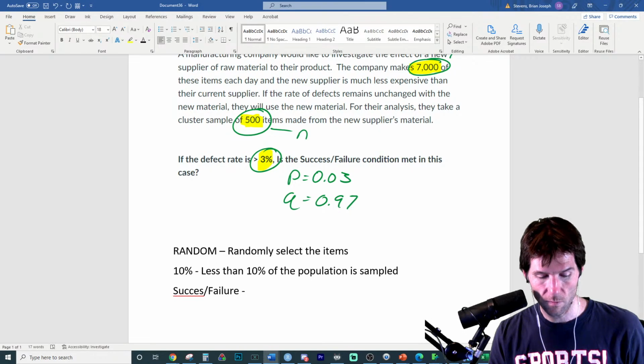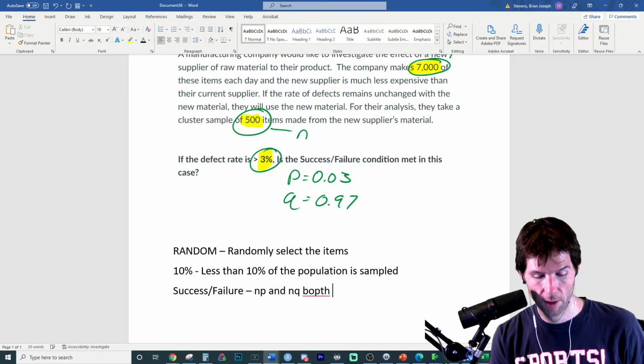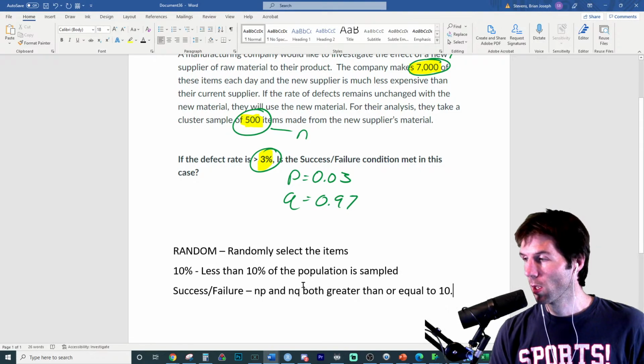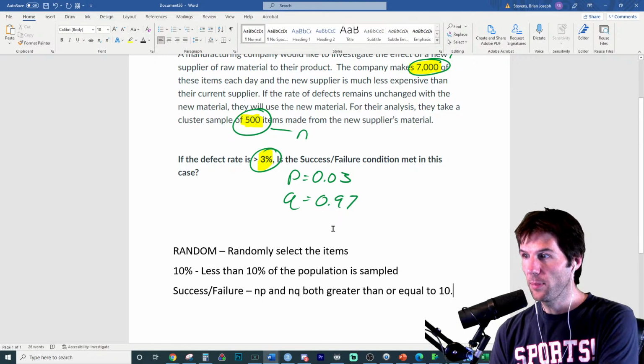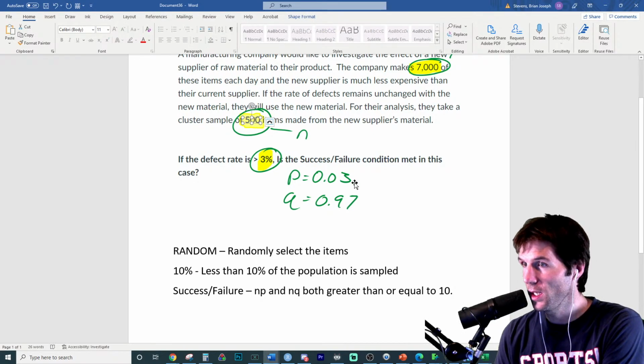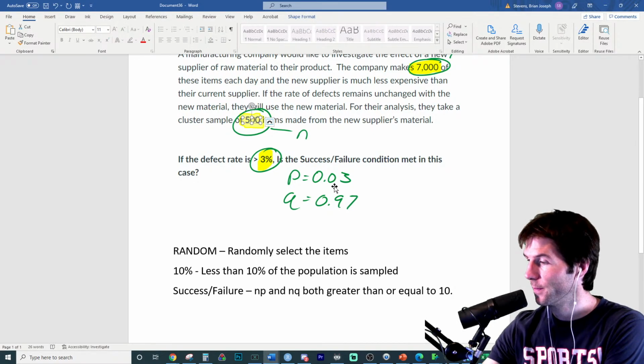Success/failure says NP and NQ both greater than or equal to 10. So what is NP right here? Just take a moment. We have N already marked. What is P? So what is NP? Take a moment, solve this.